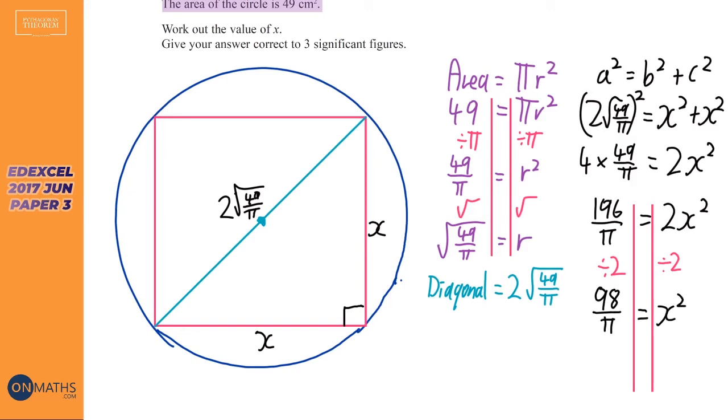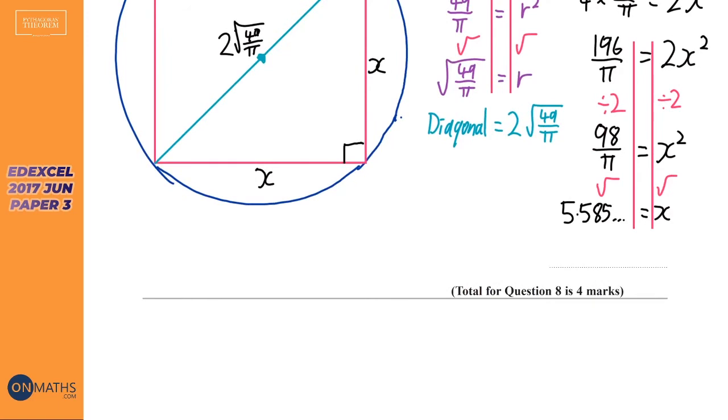And then we're going to square root both sides. So I'm going to type in square root of the fraction 98 over pi. And it gives 5.585 and so on. It's equal to x. Now the question itself says that it wants the answer to 3 significant figures. So looking at that, that's going to be 5.59 to 3 significant figures.